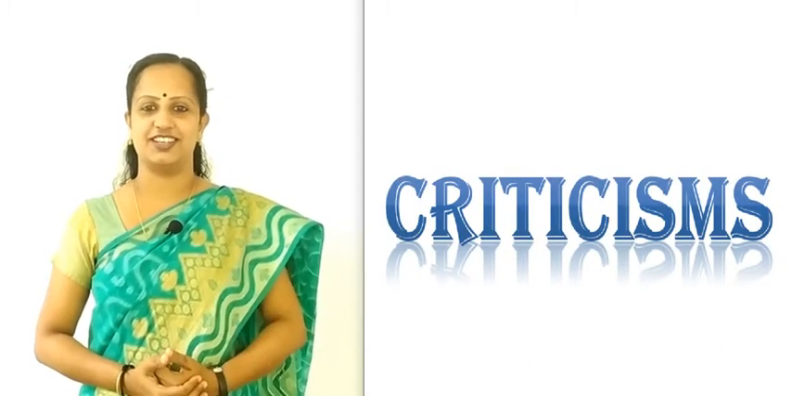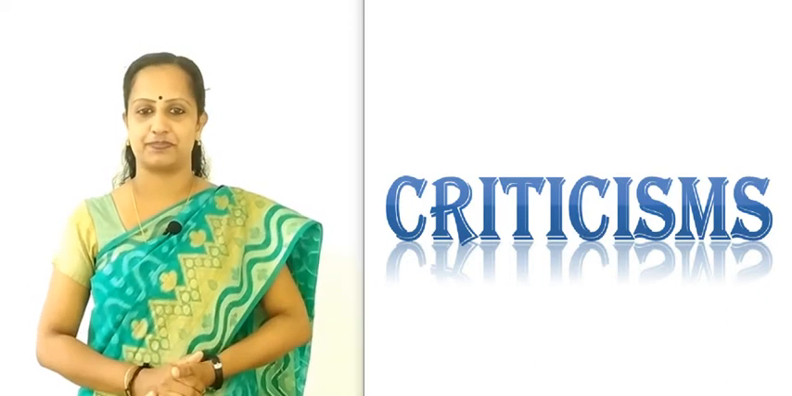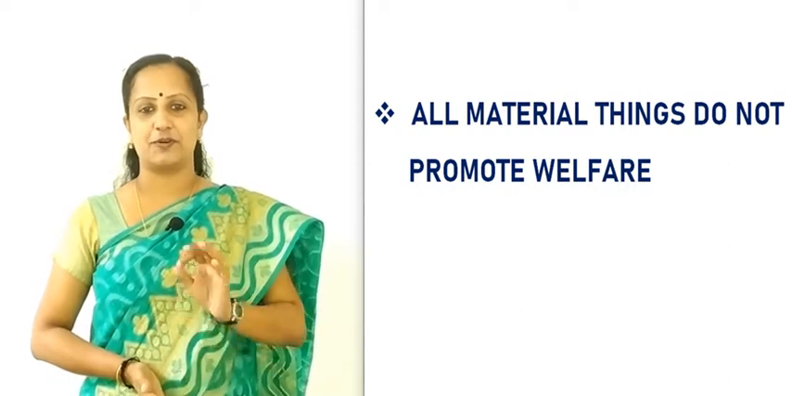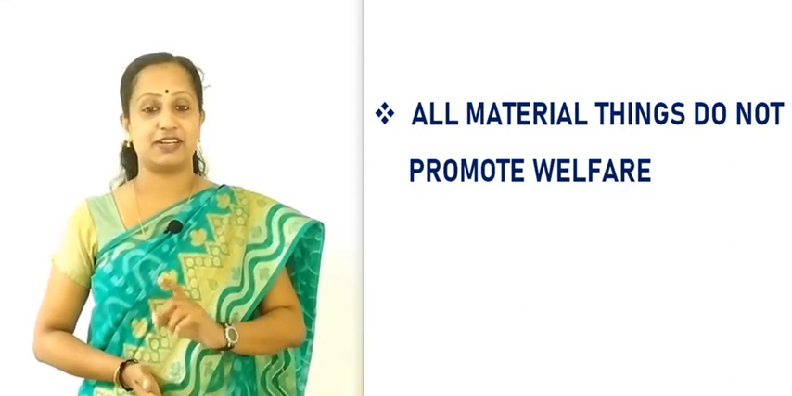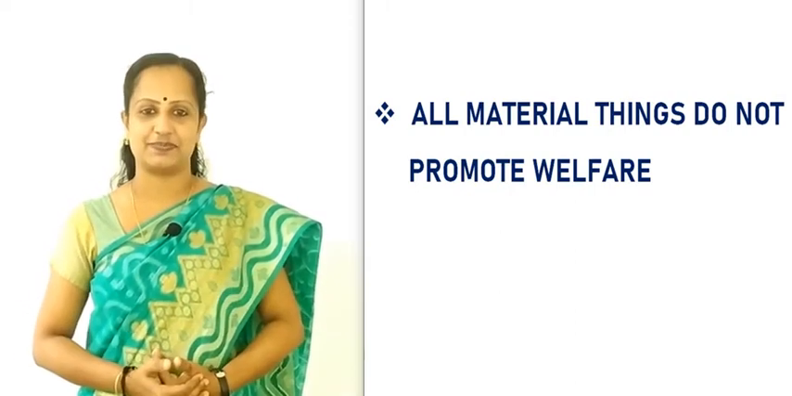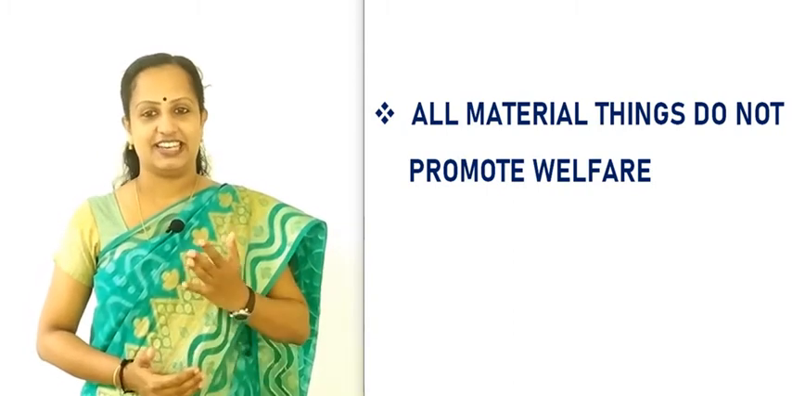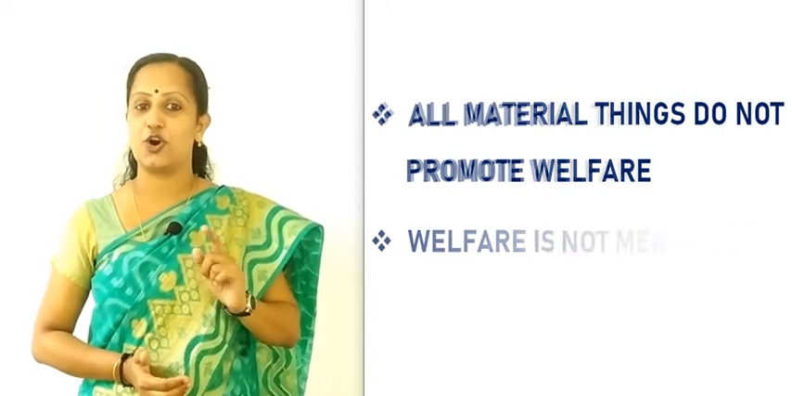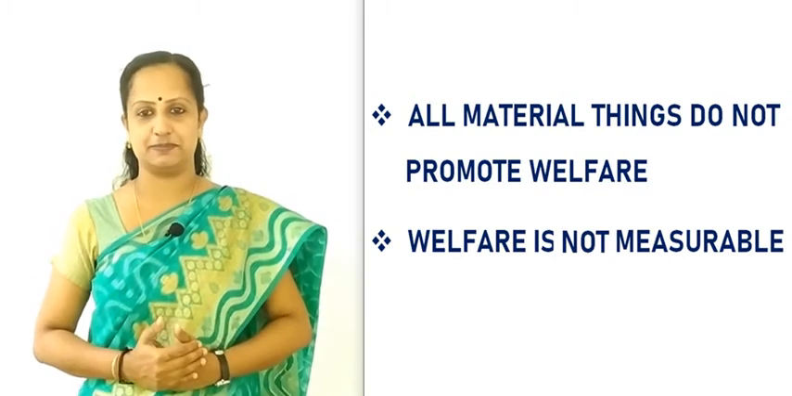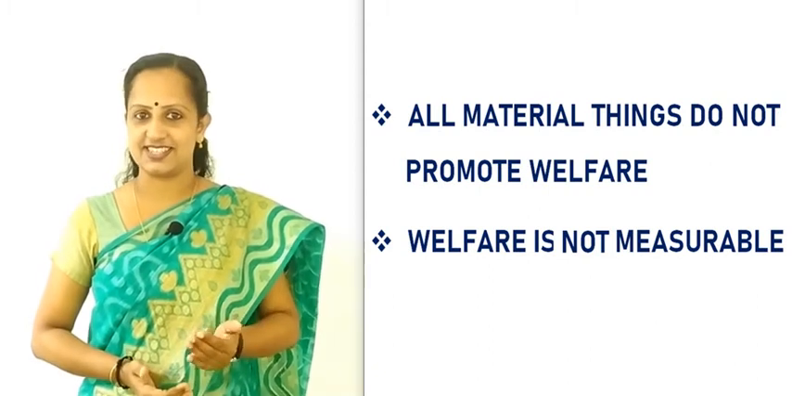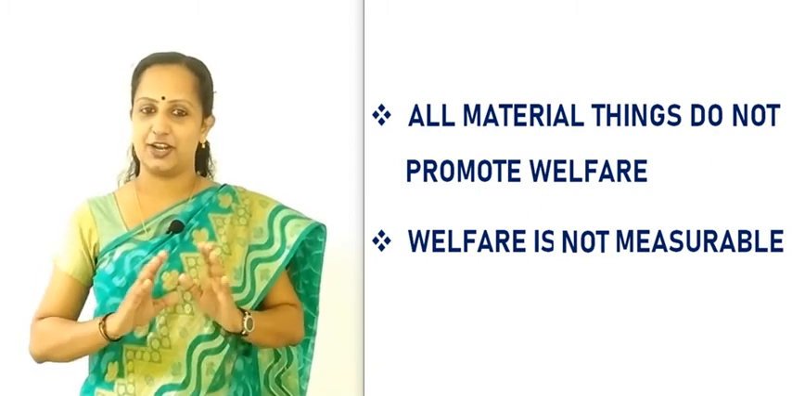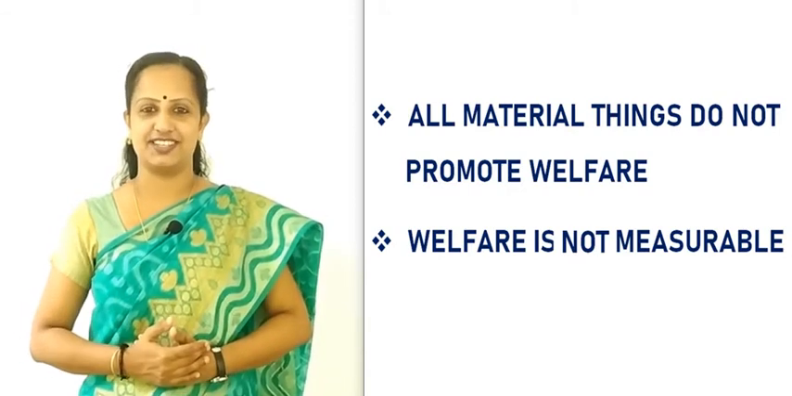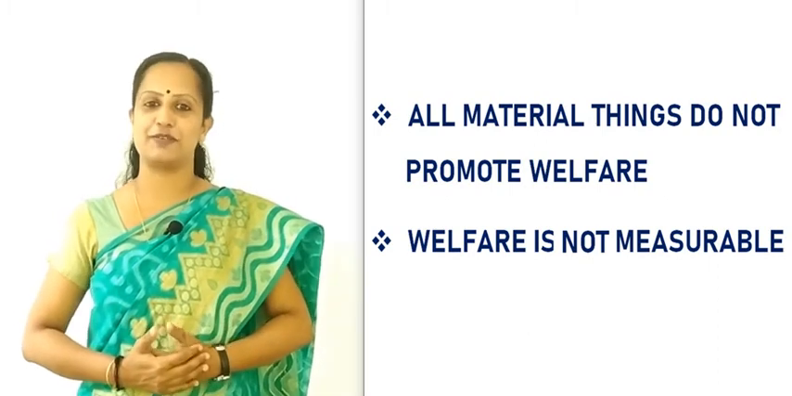Firstly, according to Marshall, all material things promote human welfare. But we know that there are material things which are damaging human health. For example, production of intoxicants involves material things, but they do not promote the welfare of any society. Secondly, Marshall's definition aimed at measuring human welfare in terms of money. But actually, welfare is not amenable to measurement. It is an abstract term, a subjective concept. It expresses the inner feelings of a person. So, it cannot be measured accurately or quantitatively. Finally, Marshall's definition completely ignores the fundamental problem of scarcity.